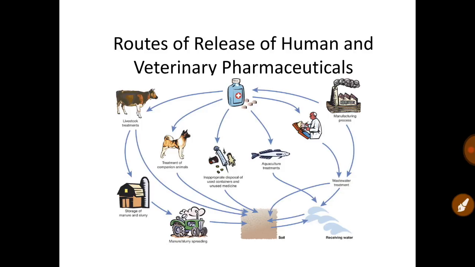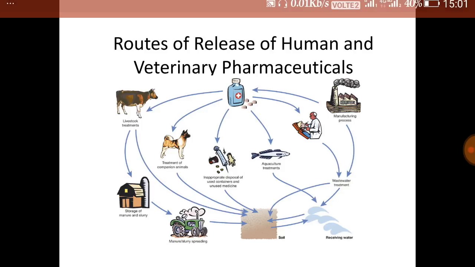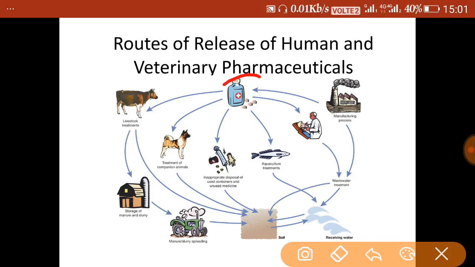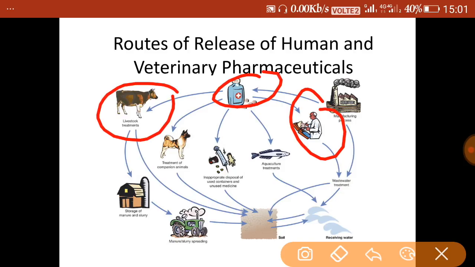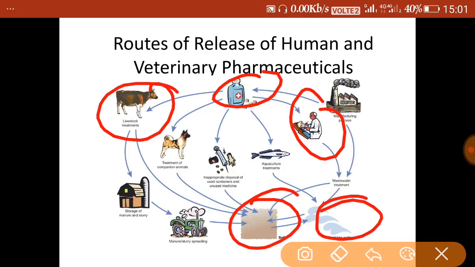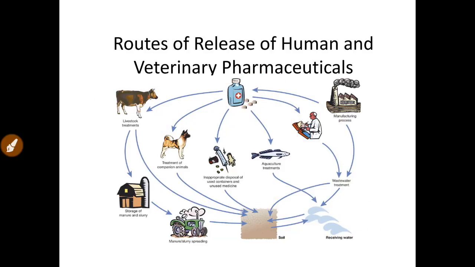Then this is a simplified diagram of the various routes of release of human and veterinary pharmaceuticals. This was a pharmaceutical company manufacturing antibiotics. This is taken by a human being or a livestock. Then finally it goes to the soil and then to the water. You can see many.